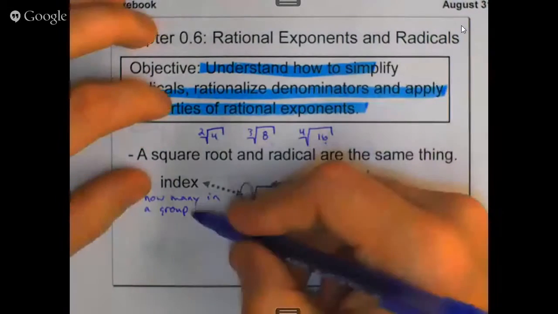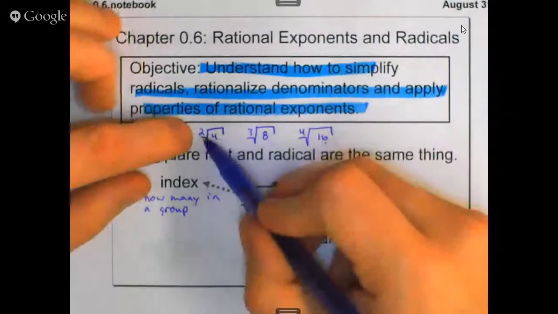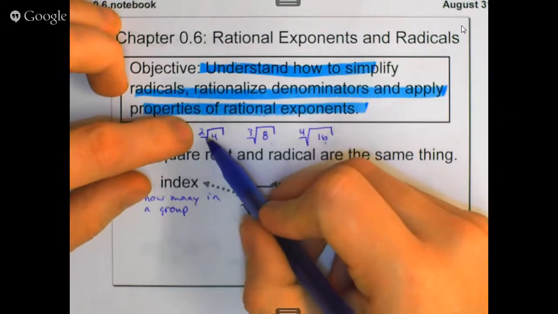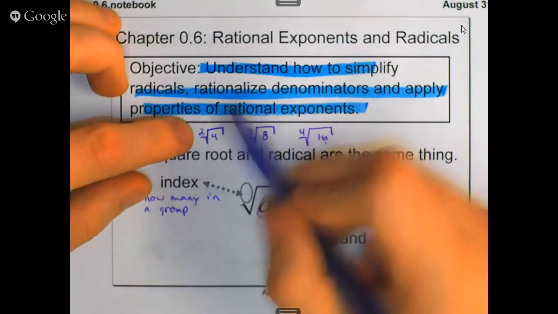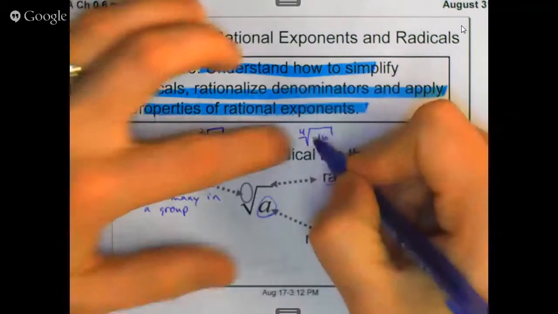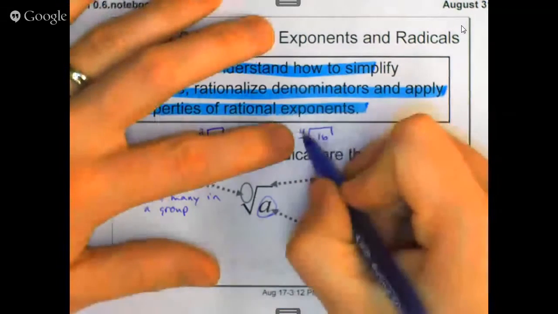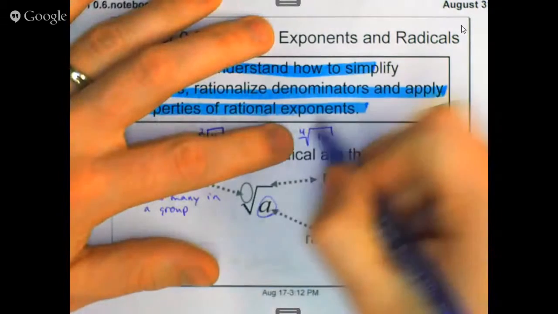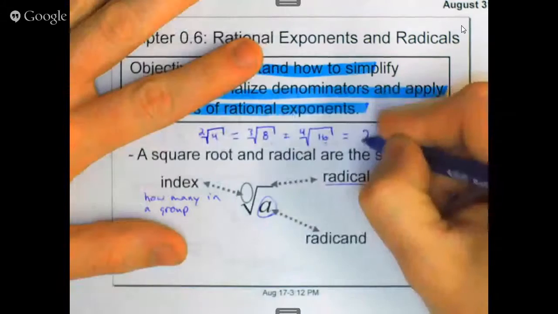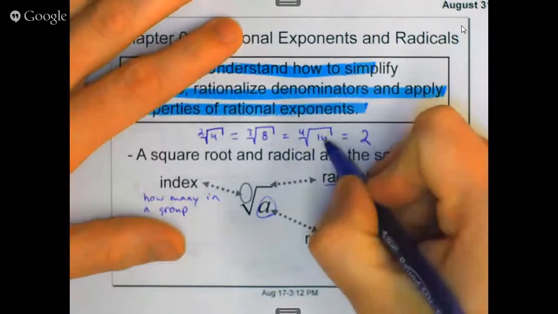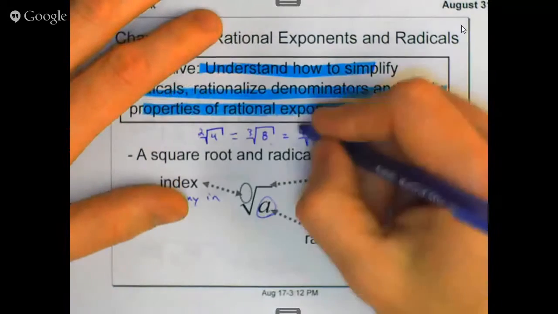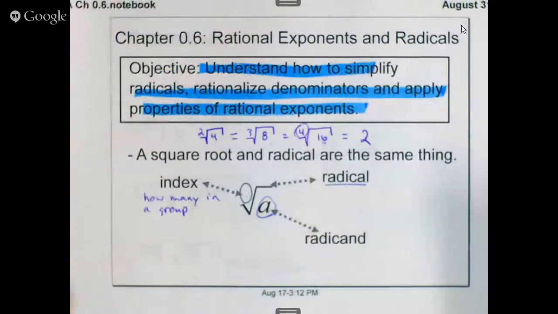Okay, so what do I mean by how many in a group? Well, if we go back up here to the square root of 4, I need a group of 2. So what number times itself twice will give you 4? Or over here at the 16, what number times itself 4 times gives you 16? And in fact, all three of these are equal to 2. So 2 times 2 times 2 times 2 would give you that 16. So there's a group of 4 2's there. All right.